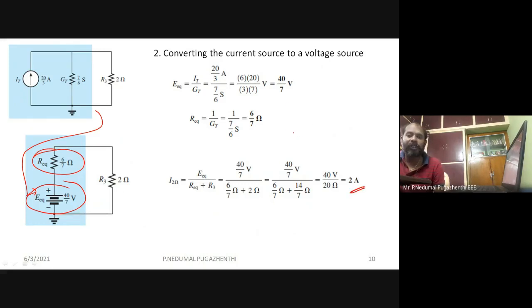So as simple as that, the previous we have done it. This is a very simple problem which has been available also. So second step, we are converting the current source to a voltage source, and finally we are finding out the current passing through that load resistor, which is equal to 2 amperes.